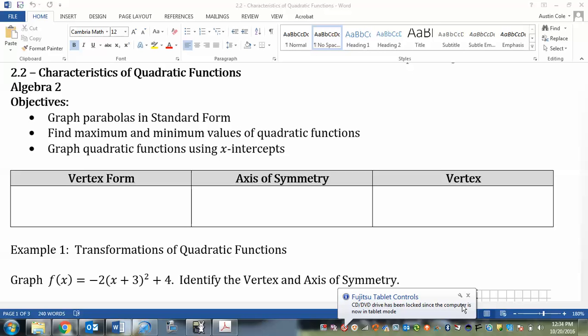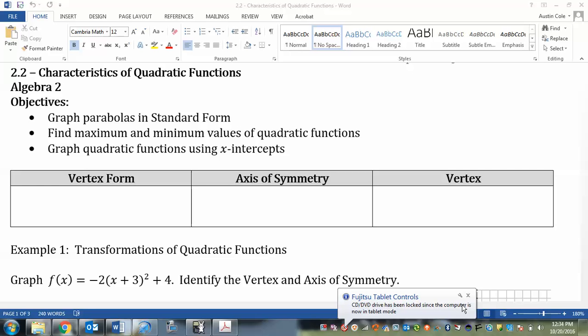So our goal today is to be able to graph parabolas, quadratics in standard form, which is something new. We're going to be able to find maximum and minimum values of quadratic functions and graph quadratic functions using x-intercepts, okay? There are 3 forms a quadratic could be in.